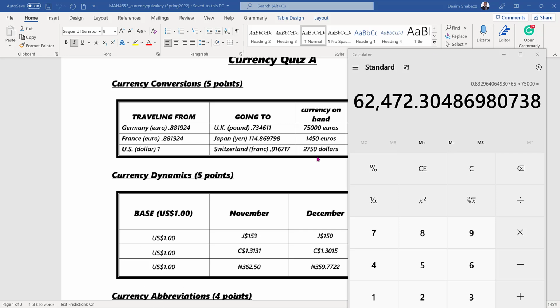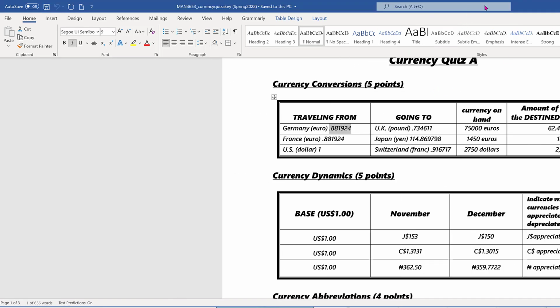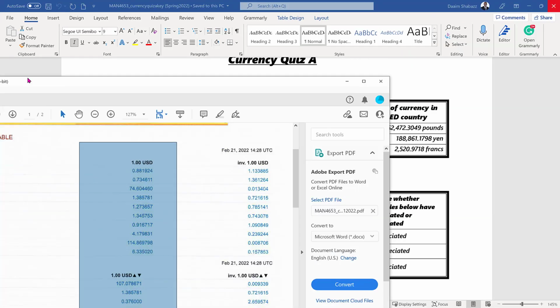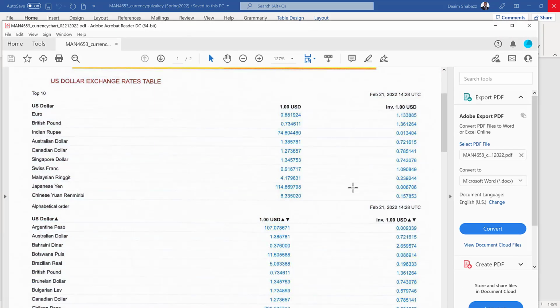So then we have to go ahead and get the currency chart once again. So we look at the currency chart, pull the currency chart up again, and we look at how much $1 is equal to in Switzerland. And we find that $1 is equal to 0.916717.